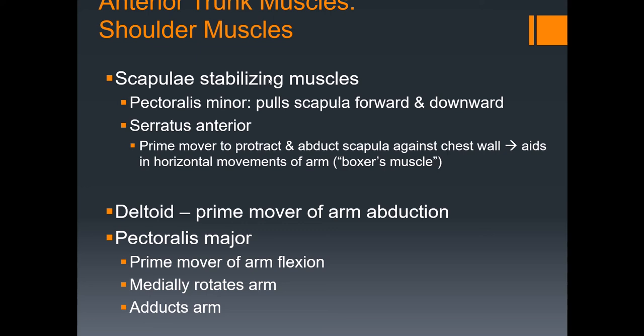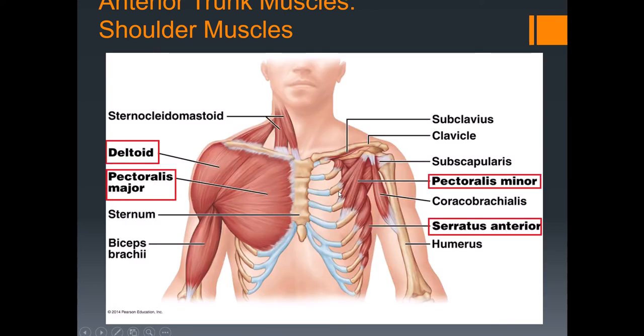We then have the deltoid, laterally over the shoulder. That is the prime mover for arm abduction. And then the pectoralis major, which is your prime mover for arm flexion. It also helps medially rotate and adduct the arm. So you can see here's the deltoid, pectoralis major here, pectoralis minor here, and then the serratus anterior here.